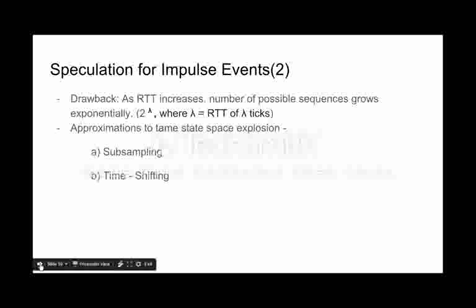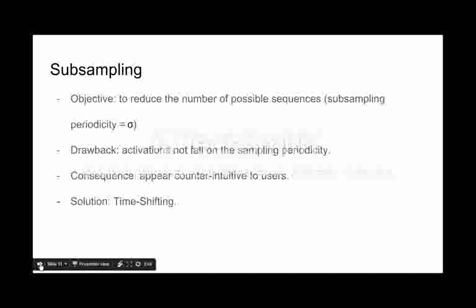Now to reduce the number of possible sequences, that is, to tame the state space explosion, Outatime uses subsampling and time shifting. Now what happens in subsampling? In subsampling, we reduce the number of sequences by only permitting activation at the subsampling periodicity. But the drawback with this is that there may be chances when the activation won't fall in the sampling periodicity, and then the activation will be lost, which can be counterintuitive to the user. To avoid this drawback, we use time shifting.